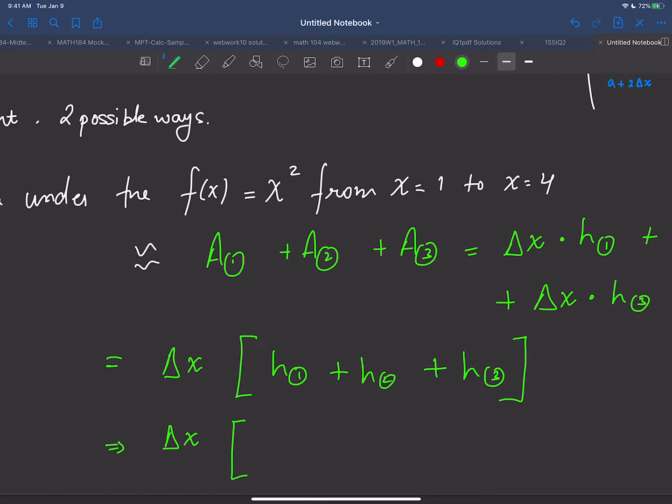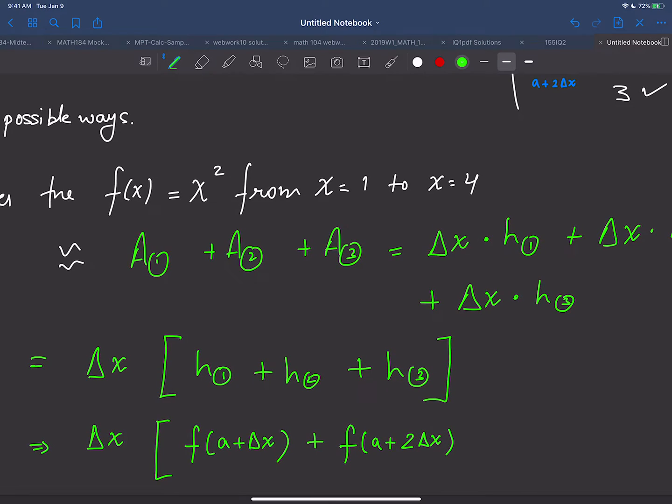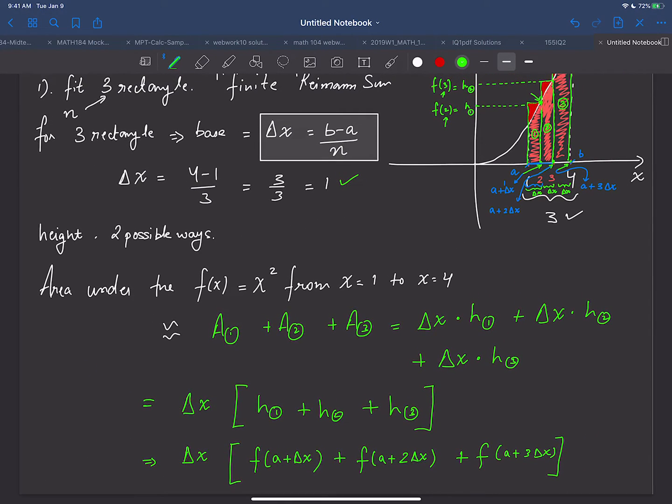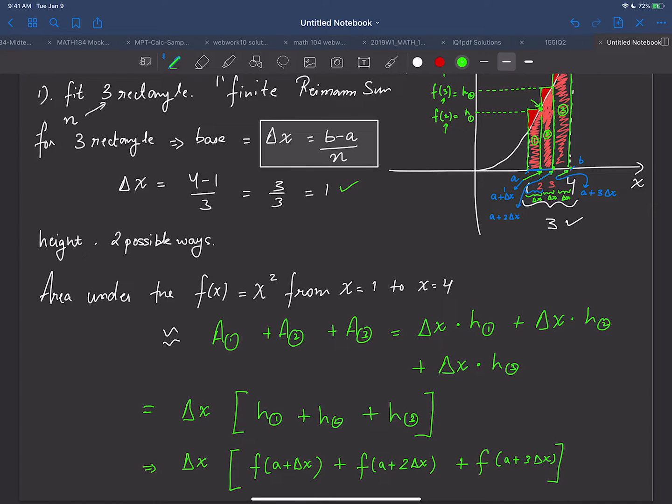This first height right here is going to be just f of A plus delta x, symbolically. We can put in the numbers, but for now we can stick to symbols. Plus the second height is just f of A plus 2 delta x. And then plus the last one is going to be f of A plus 3 delta x. I'm going to pause for a minute here. Everybody should be on the same page. Please ask me any questions if you have any.